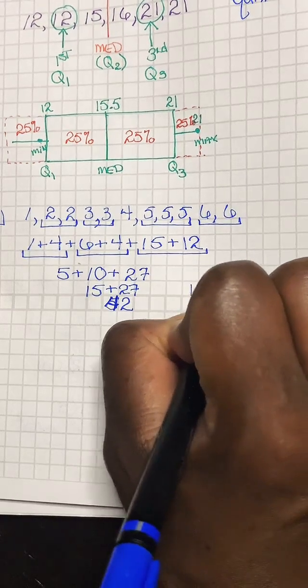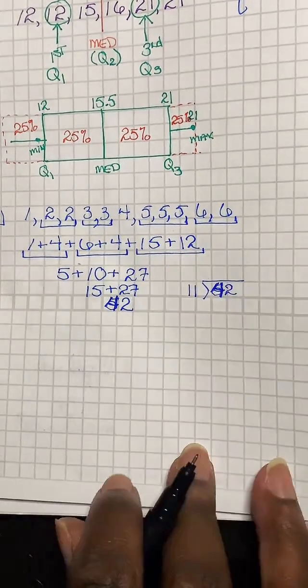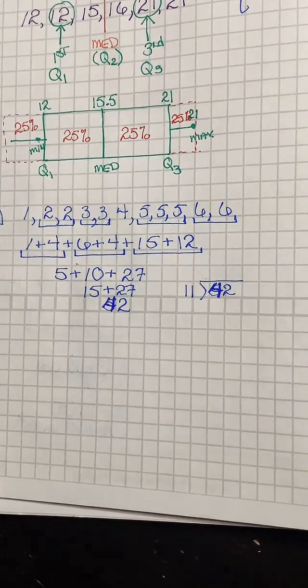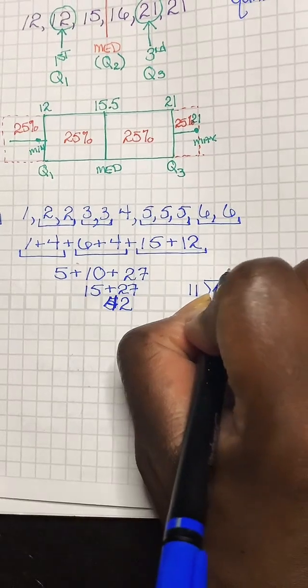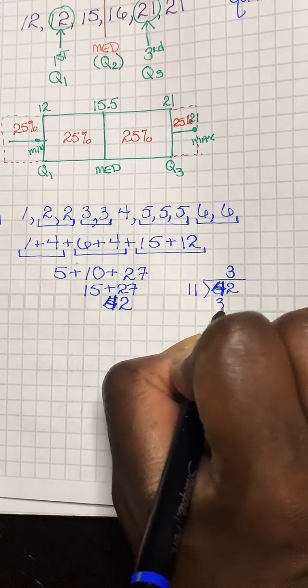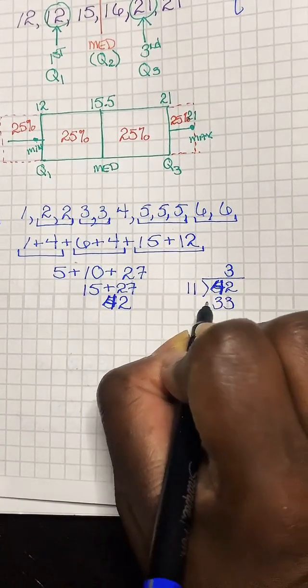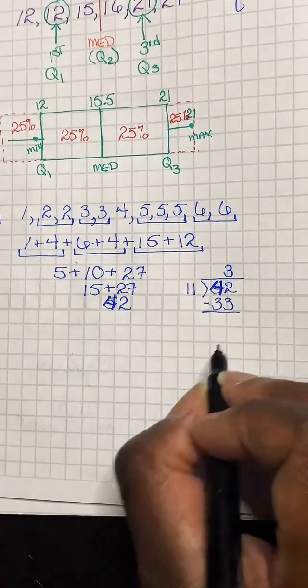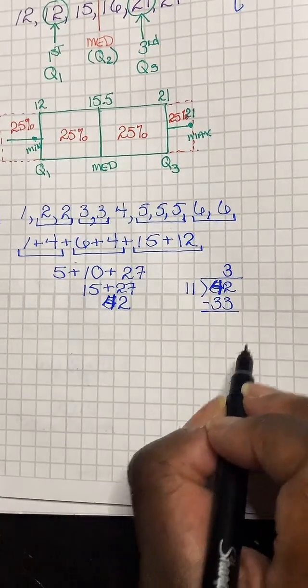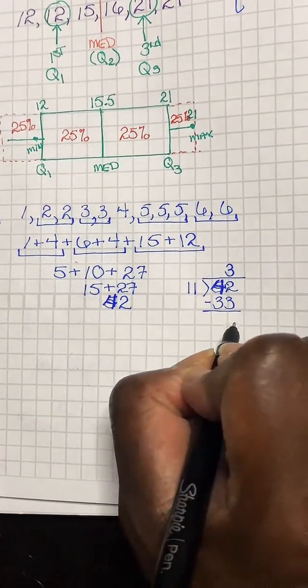I was like, no, you're supposed to get 3 point something. So it is 42 divided by 11. 3 11s gives me 33. If I borrow from this 4 to make this 2 into a 12, 12 minus 3 gives me 9.